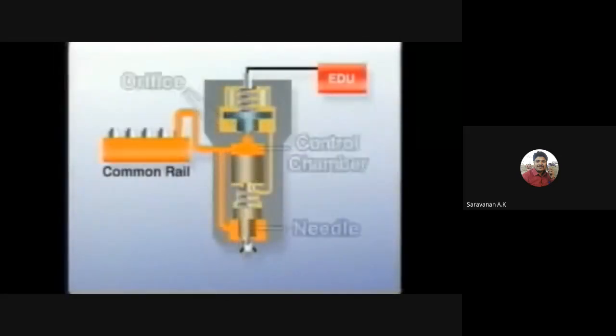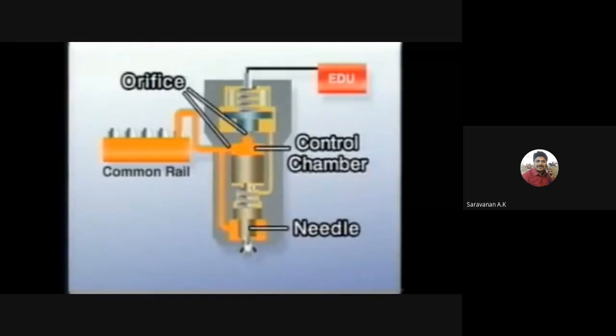The fuel that is fed from the common rail separately enters the control chamber and the nozzle portion of the injector. In this state, the nozzle is closed because of the pressure of the control chamber and the spring force pushes the needle down. On receiving the signal from the EDU, the solenoid valve above the control chamber opens. Then the pressure in the control chamber decreases, which causes the pressure at the nozzle to push the needle upward, and the nozzle opens to inject fuel.